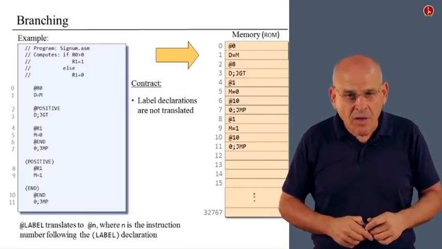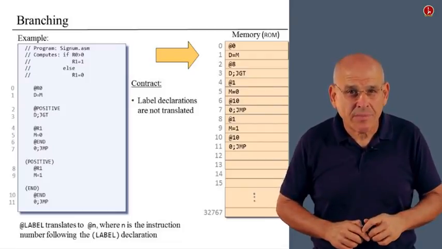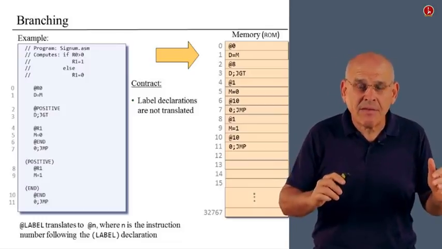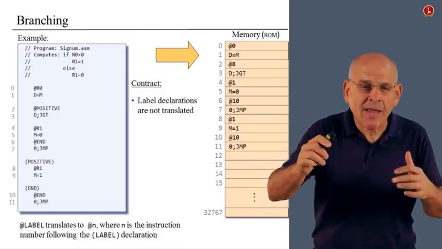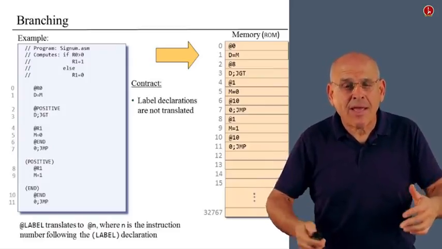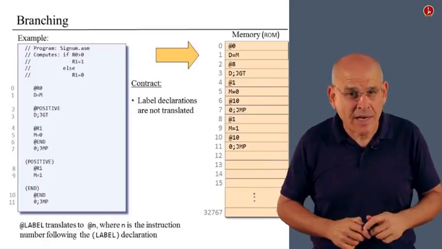So first of all, notice that label declarations are not translated. Now we have two label declarations here, positive and end. One is just before line 8 and the other one is before line 10. They are not translated, they are ignored, and they generate no code, surprisingly enough.